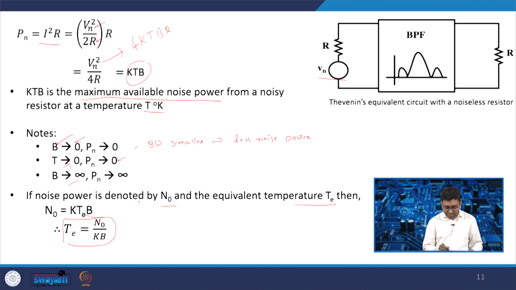So, always keep in mind that noise is proportional to temperature and bandwidth. If noise power is denoted by N naught and the equivalent temperature is Te, then the output power N naught is kTeB, or the equivalent noise temperature can be given by N naught by kB. So, you can represent the noise in terms of equivalent temperature or in terms of power. In various applications there are different conventions, and we also represent noise as an equivalent temperature.